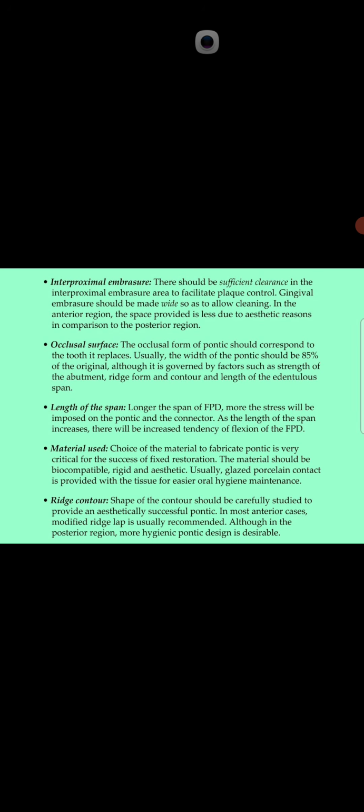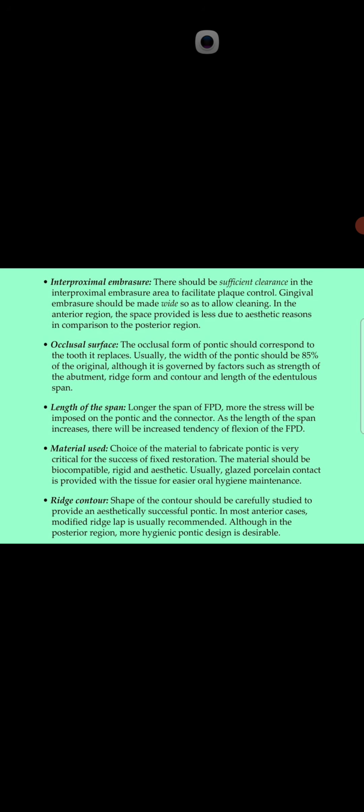Next is the material used. Choice of the material to fabricate the pontic is very critical for the success of the fixed restoration. The material should be biocompatible, rigid and aesthetic. Usually glazed porcelain is used for pontic, smooth, shining glazed porcelain. Contact is provided with the tissue for easier oral hygiene maintenance. Remember, glazed porcelain is the material of choice for pontic.